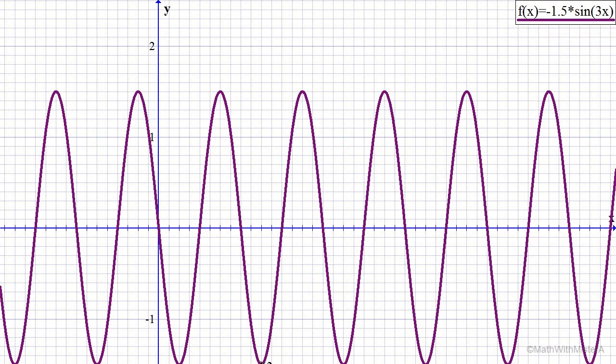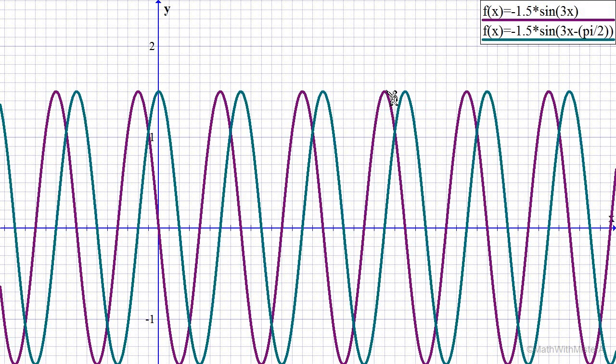Next, I'll work in the phase shift. True, we had 3x minus pi over 2 in parentheses, but I know that I do C over B to get that actual phase shift, pi over 6. And we had a positive, so we're shifting to the right.